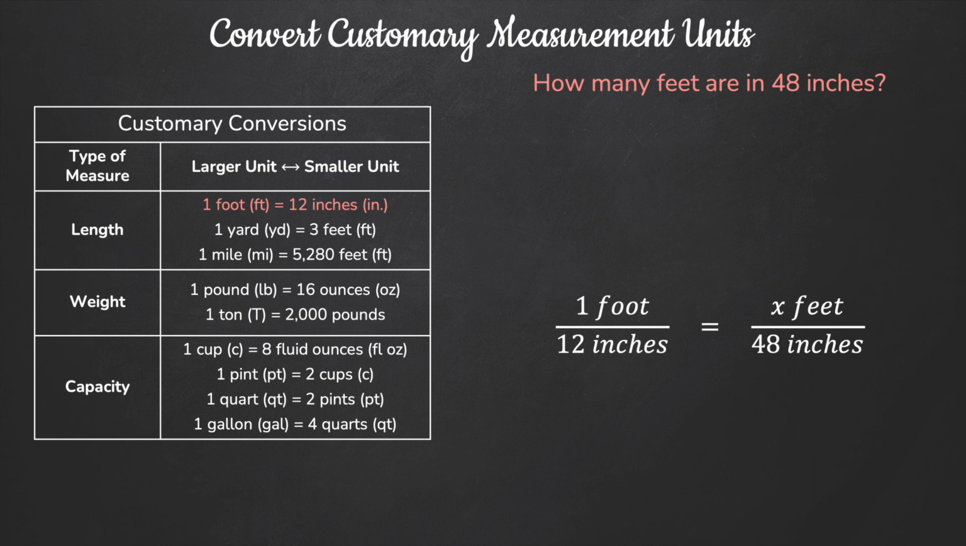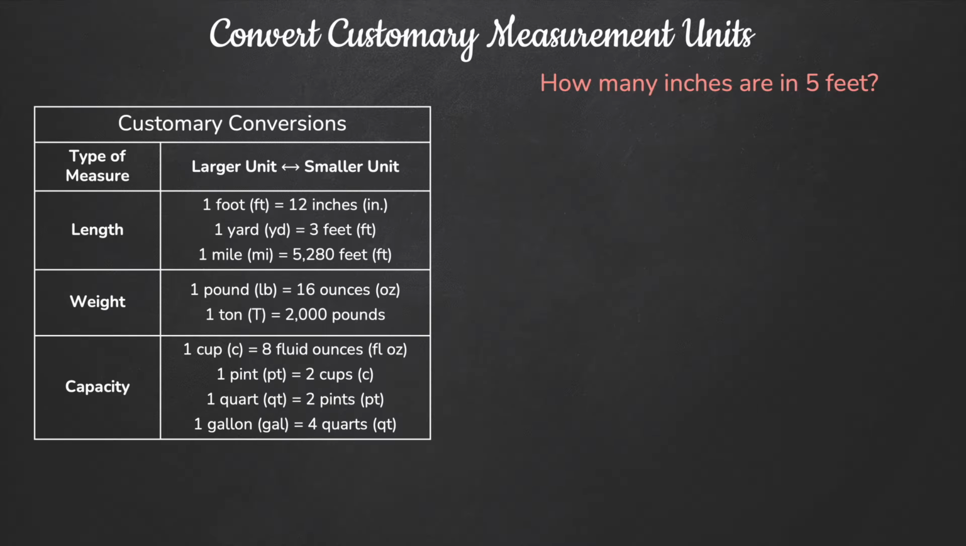So now that we have our equivalent ratios here, we're going to figure out what x is equal to. We ask ourselves, what do we need to multiply 12 by to get 48? If you're not sure, you could also do 48 divided by 12. And 48 divided by 12 is equal to 4. So that means that 12 times 4 is equal to 48. And in order to maintain an equivalent ratio, we have to take the numerator and also multiply that by 4. And so we get 4 feet. That means that there are 4 feet in 48 inches.